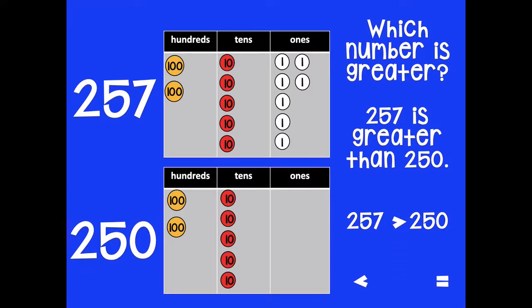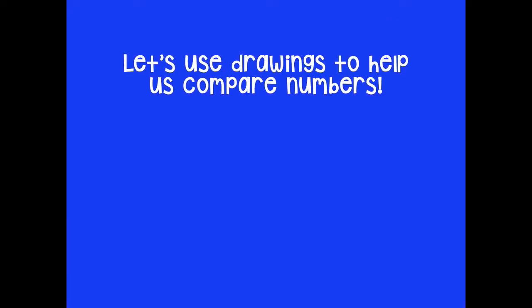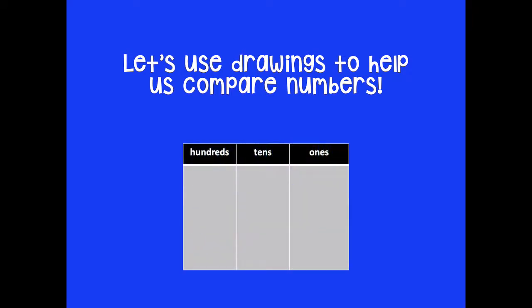All right, so hopefully you guys got that too. All right, so we're going to use drawings to help us compare numbers. So here's my place value chart. And what I mean by drawings is you're just doing a quick draw of what 100 looks like. So it's not perfect. You are just drawing the place value discs on what they would look like. Don't color them in, just do the number and circle.